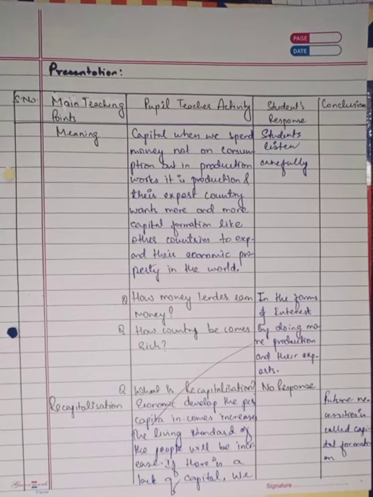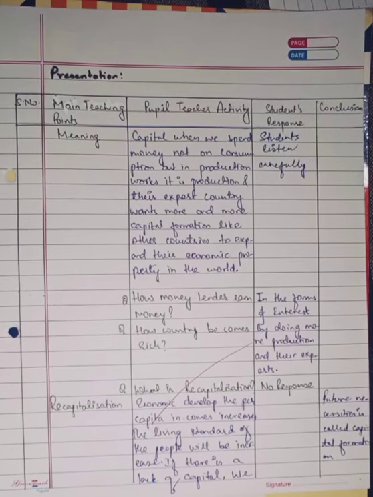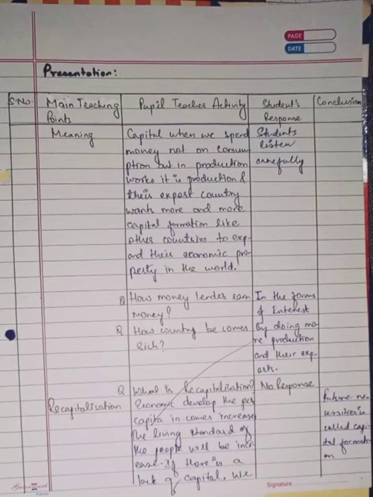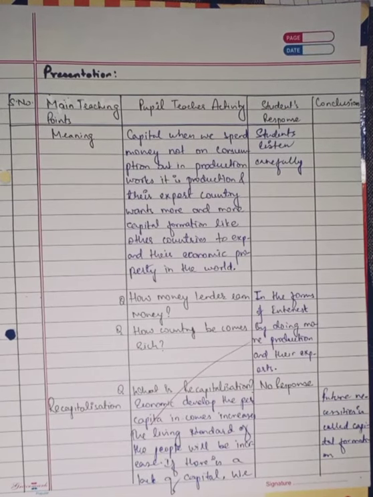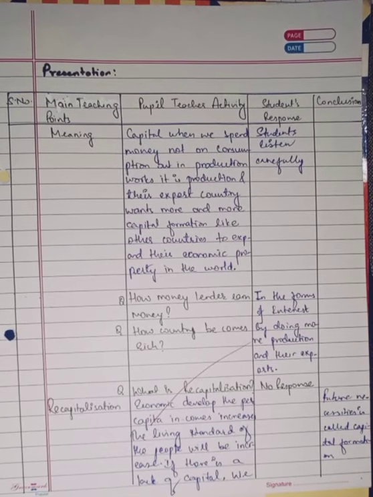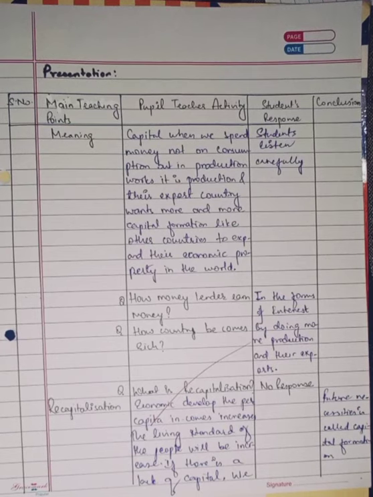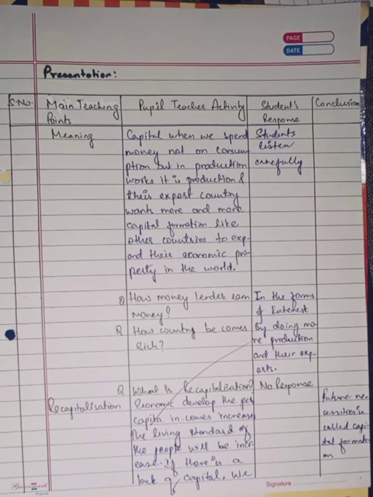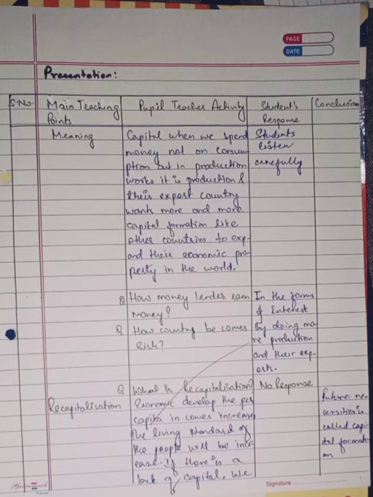The meaning of capital is: when we spend money not on consumption but on production works. It is production, and every country wants more and more capital formation, like other countries, to expand their economic prosperity in the world. Okay, this is the meaning of capital.